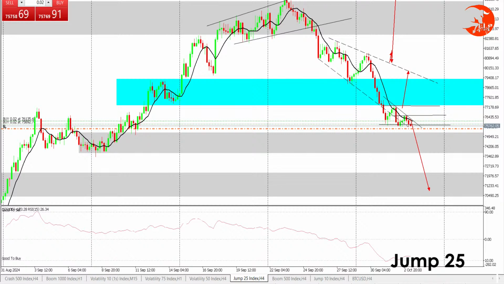So this is Jump 25. Allow me to leave it for now. Like I've said, for you guys, we wait for entry on this level, entry on that level.